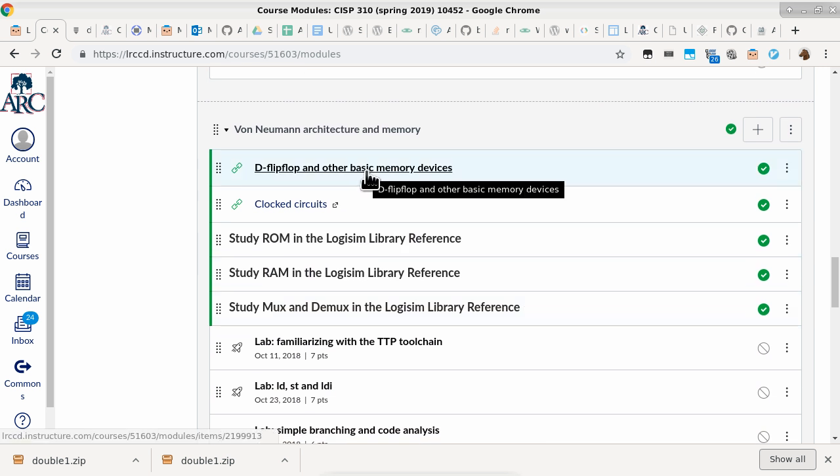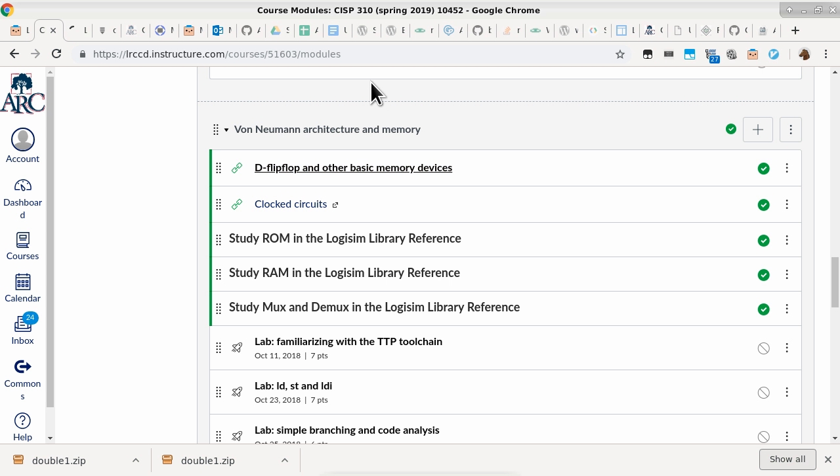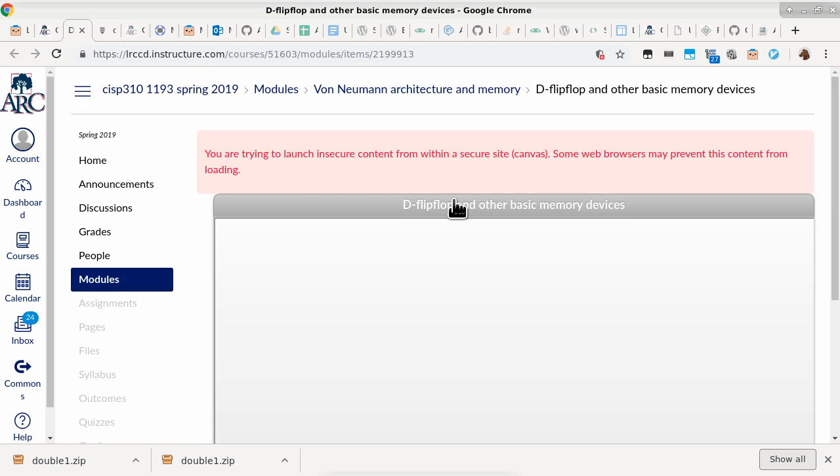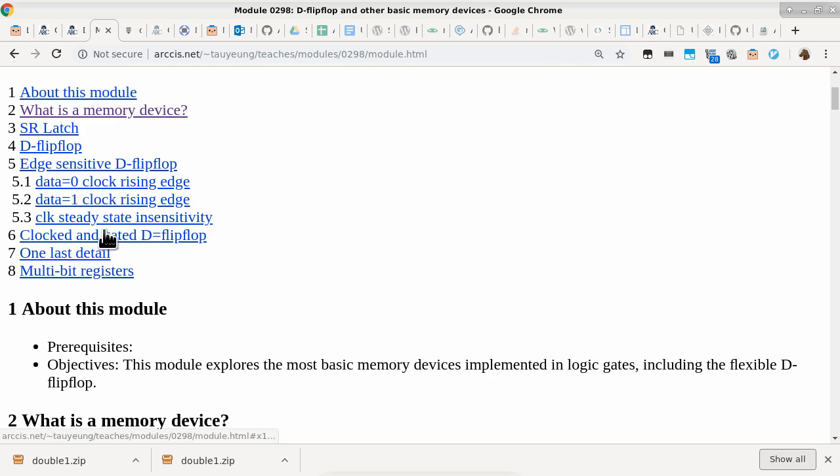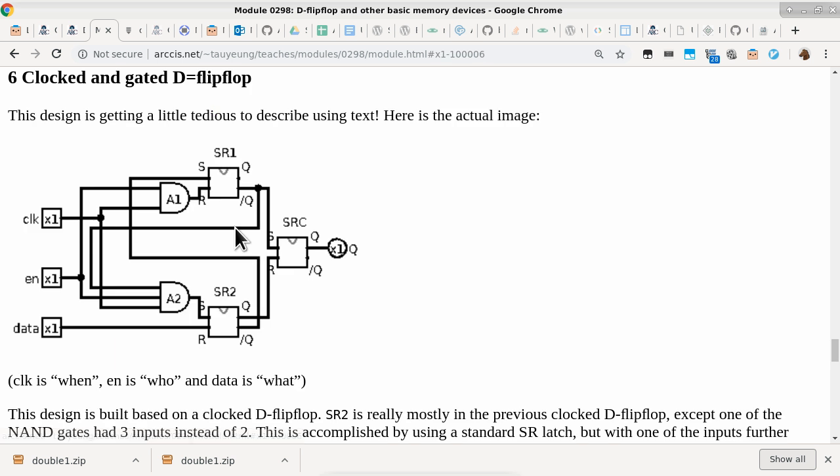All right, so we're getting back to D flip-flops. If I remember correctly, last time we were already talking about this circuit, which is a clocked and gated D flip-flop. Did you guys remember the analogy? What example did I use to explain a clocked and gated D flip-flop? A camera, digital camera, exactly.